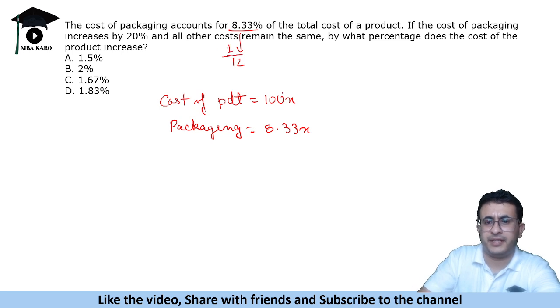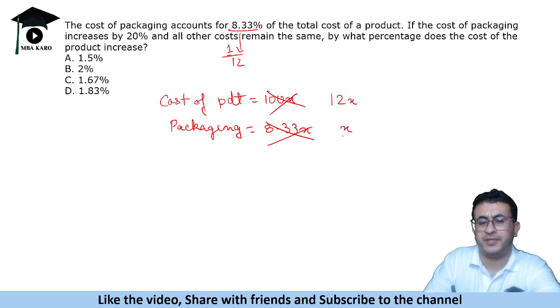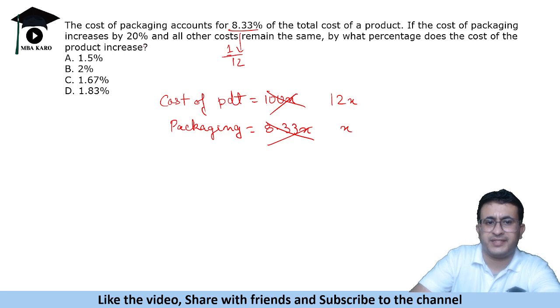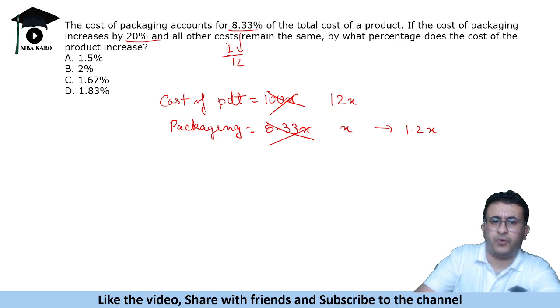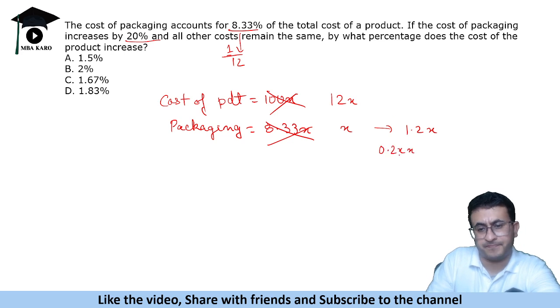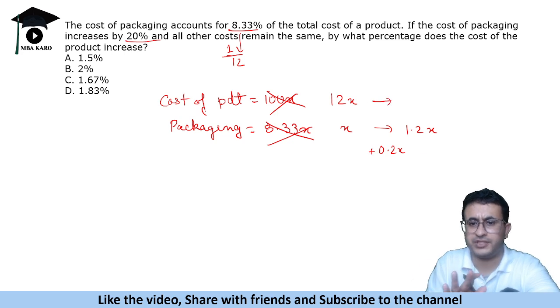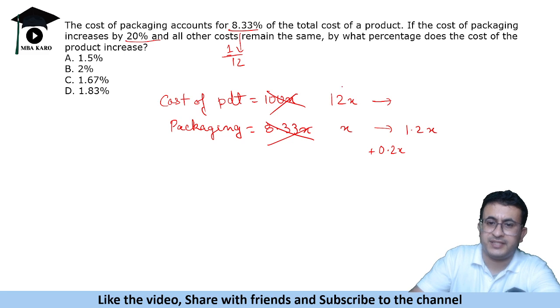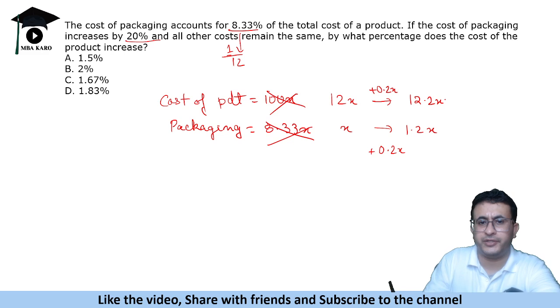So we will not take 100x, we will take the cost as 12x, and packaging cost will be x. Now the cost of the packaging increases by 20%. Now it becomes 1.2x, and all other costs remain the same. By what percentage does the cost of the product increase? Now cost of product is 12x. Now there is an increase of 0.2x because cost of packaging has increased. Other costs remain same. You do not have to find other costs. Just see that it is increasing by 0.2x. So the cost of product becomes 12.2x, right?